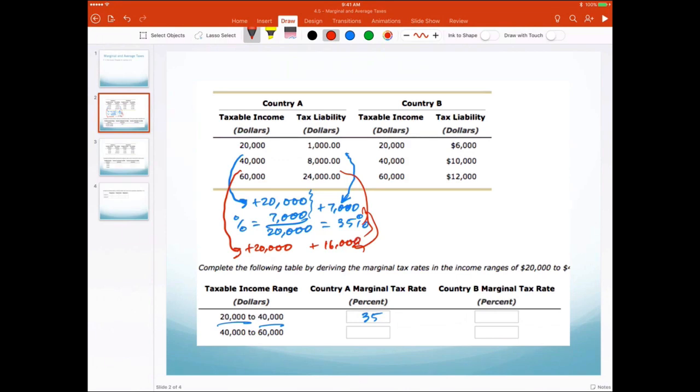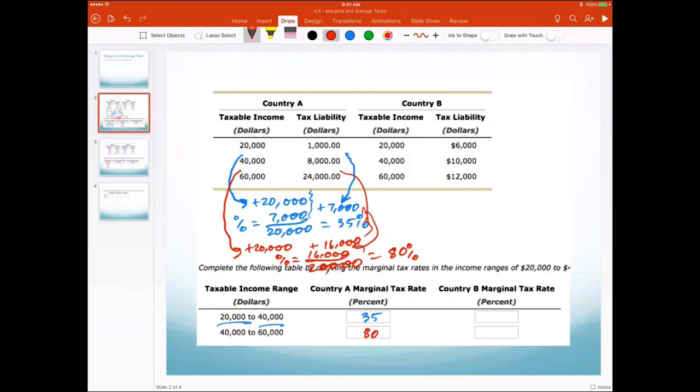Okay? Well, our percentage, again, is going to equal $16,000 divided by the $20,000. So 16,000 divided by 20,000 is going to give you 80%. So you would put 80 down here, right? Because you made 20,000 more and you had to pay an additional $16,000. So your marginal tax rate is 80%.